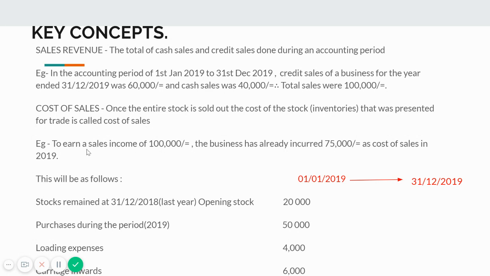So in that period, to earn a sales income of 100,000 rupees, that means during the accounting period of 2019, the business has spent or incurred 75,000 rupees. So actually, the gross profit will be the difference of these two figures. So let's see how we have ended up with this figure, 75,000.